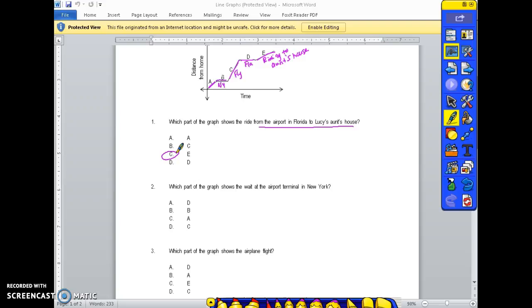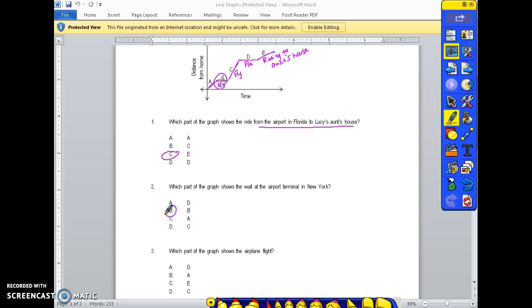Number 2, which part of the graph shows the wait at the airport terminal in New York? Section A, she's driving from her house to the airport. Section B is her waiting at the airport in New York. So that's going to be B.